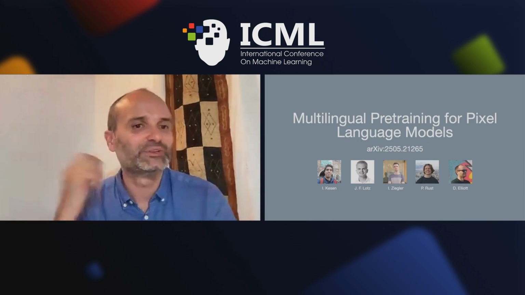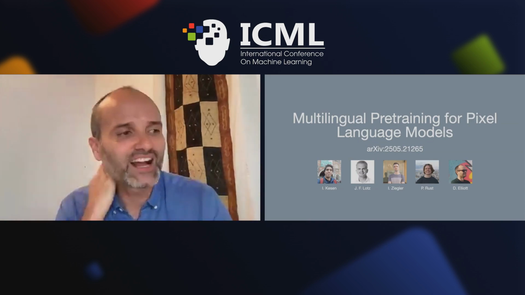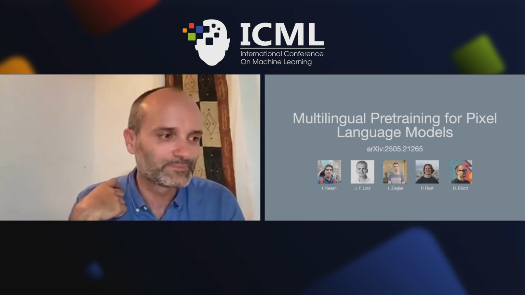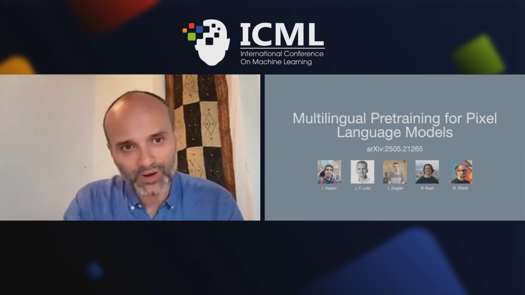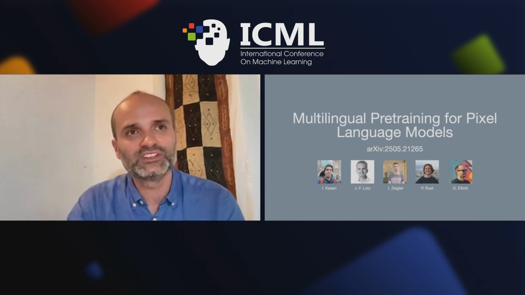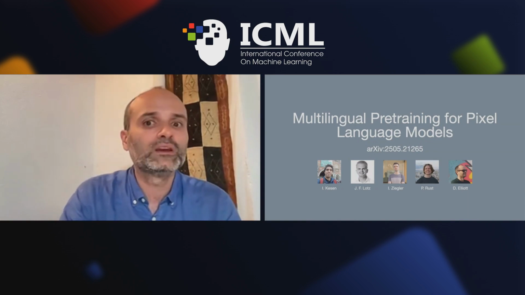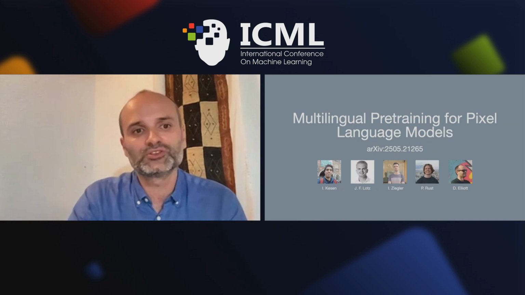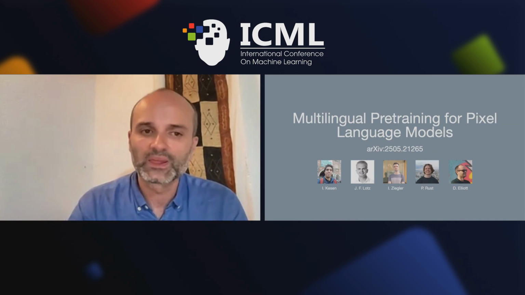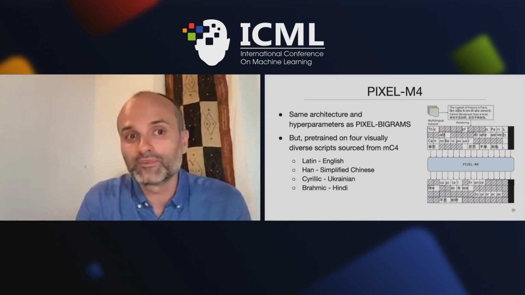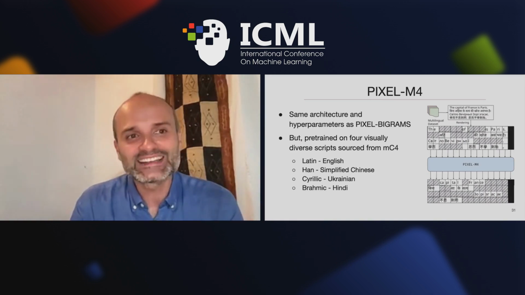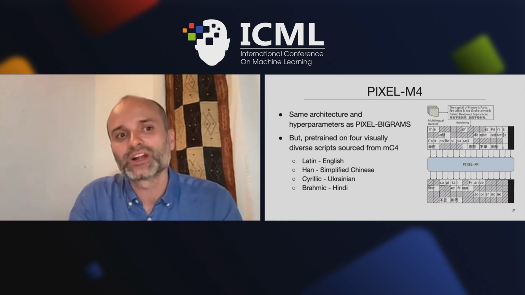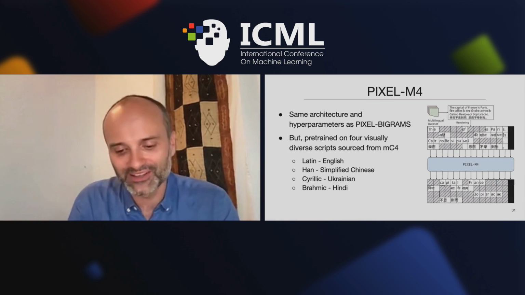Most recently, we have been exploring the ideas around multilingual pre-training. And so I said that the models I spoke about in the first two parts of this talk were trained only on the English Wikipedia and the books corpus. In the middle of May, we pre-printed a paper on multilingual pre-training for Pixel language models. This is a model that we call M4. It's a multilingual model trained on 4 languages. It has exactly the same architecture and hyperparameters as pixel bigrams.